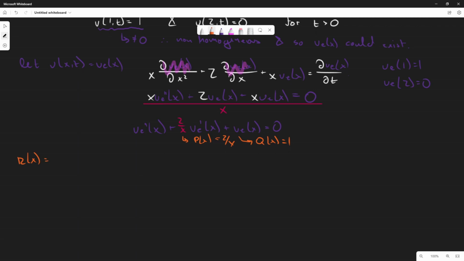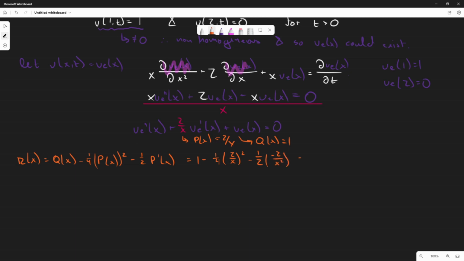And so like I mentioned, this is equal to q of x minus 1/4 p of x quantity squared minus 1/2 p prime of x. And so this is going to be equal to 1 minus 1/4 times 2 over x quantity squared minus 1/2 times p prime. P prime is equal to negative 2 over x squared.